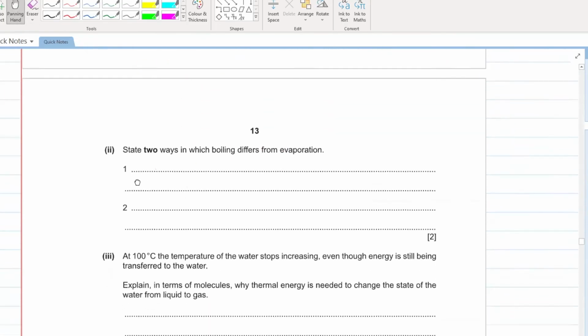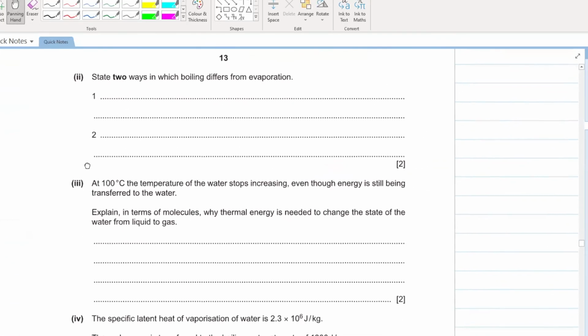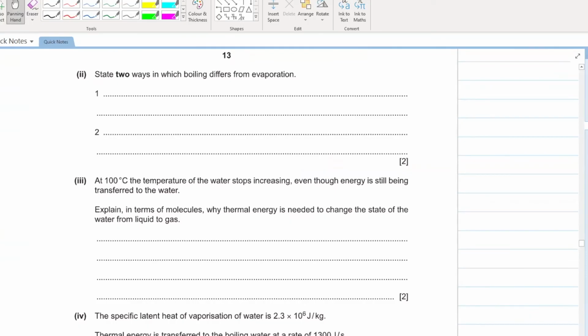Let's further move ahead. State two ways in which boiling differs from evaporation. Boiling only occurs at a specific temperature. And boiling happens throughout the liquid. However, evaporation happens only on the surface. So you can write these two differences.